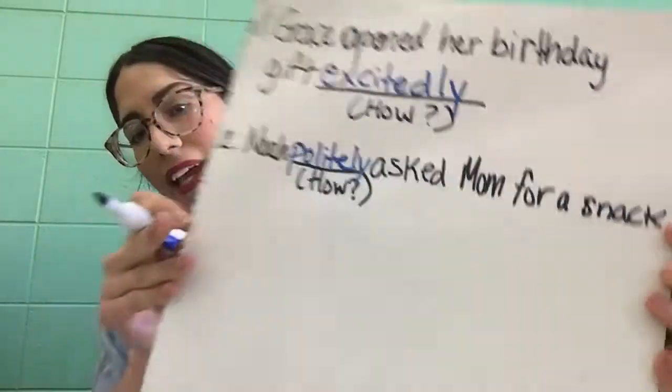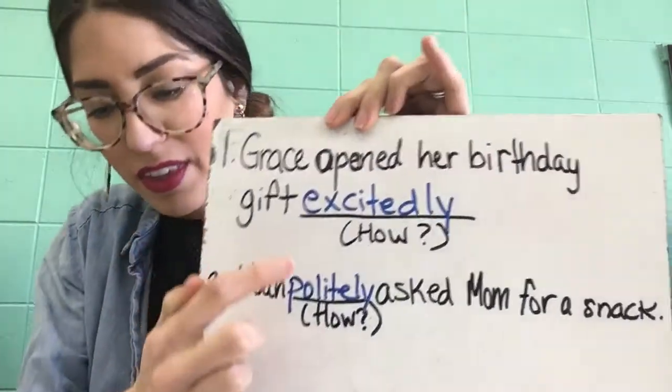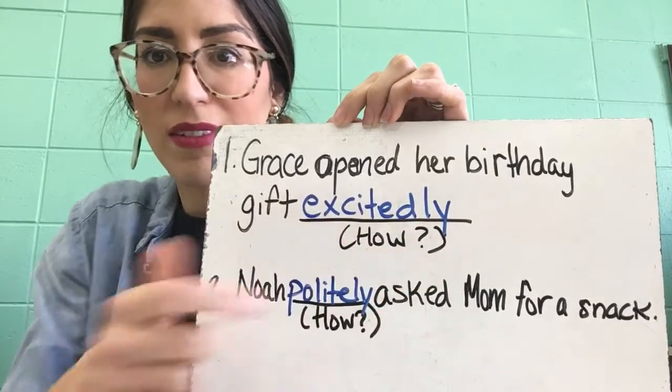Very good, politely. That is an adverb, right? Saying how he did it. So how, politely. Okay, so he politely asked. See how politely is describing asked? Okay, all right. Think B. Think B says mark each sentence. You're going to diagram the subjects, verb, and adverb. So you're going to diagram the subjects, the verb, and your adverb.